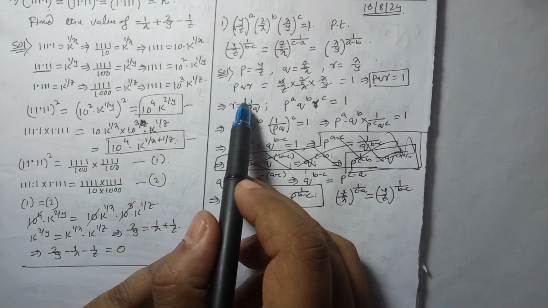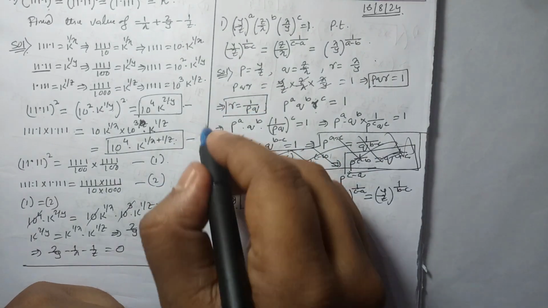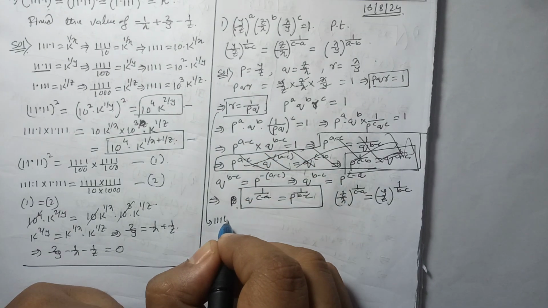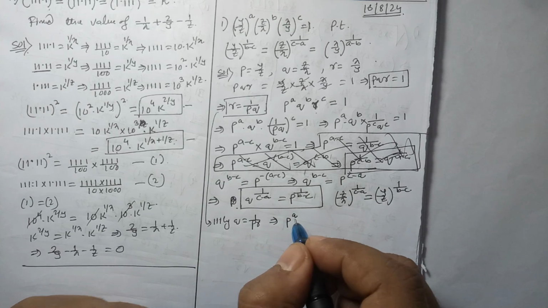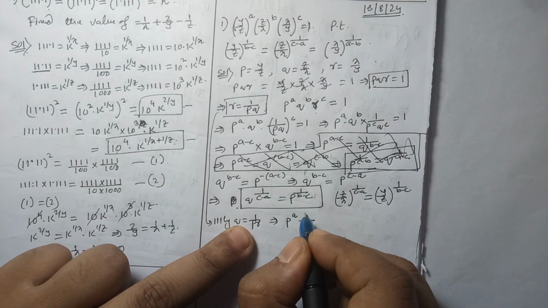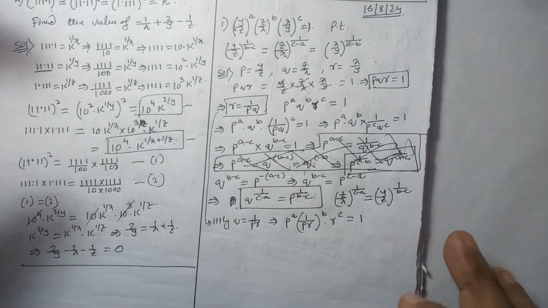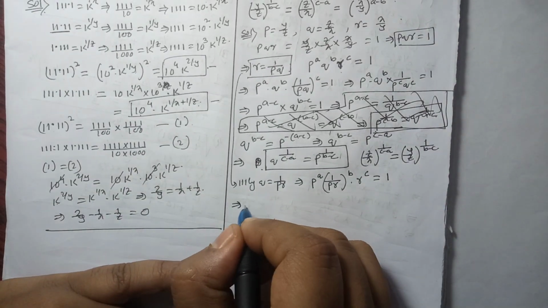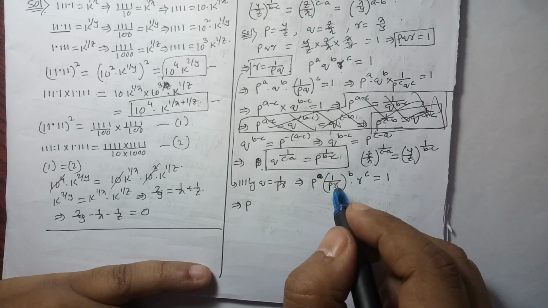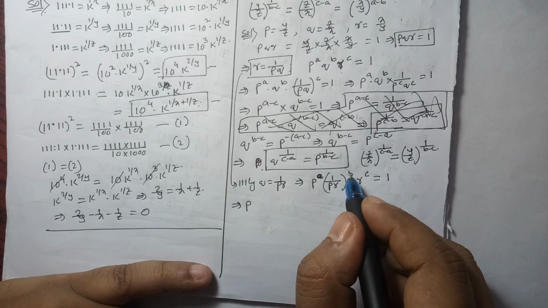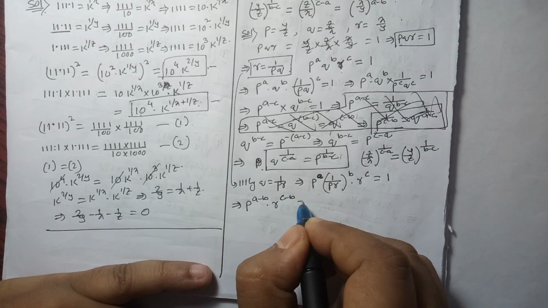Now I have taken r is equal to 1/q here. Similarly, you can take q is equal to 1/(pr). This implies p^a times (1/(pr))^b times r^c is equal to 1. This implies, this is p^b, so I can write p^a divided by p^b, p^(a-b), and here I can write r^(c-b) is equal to 1.